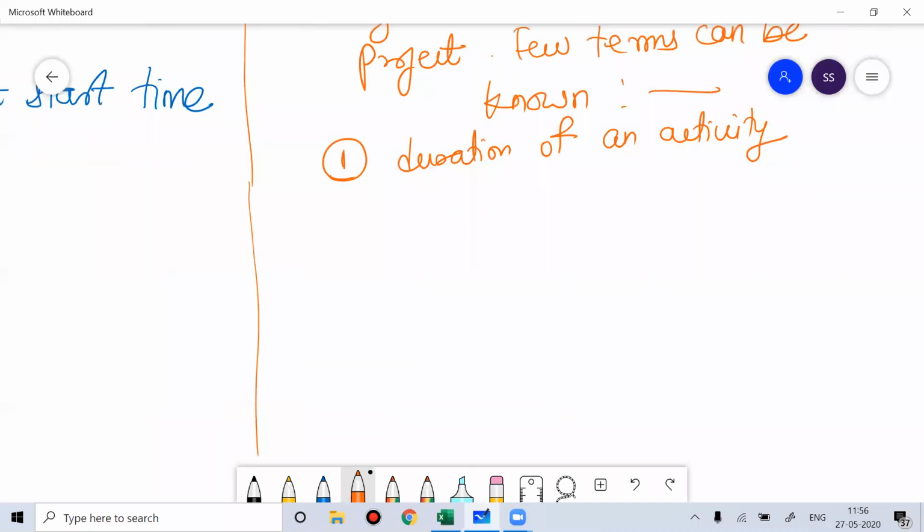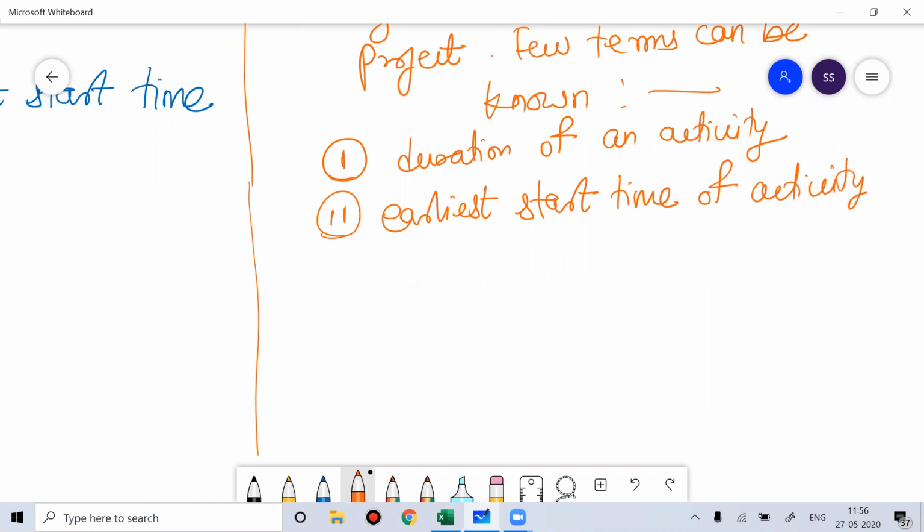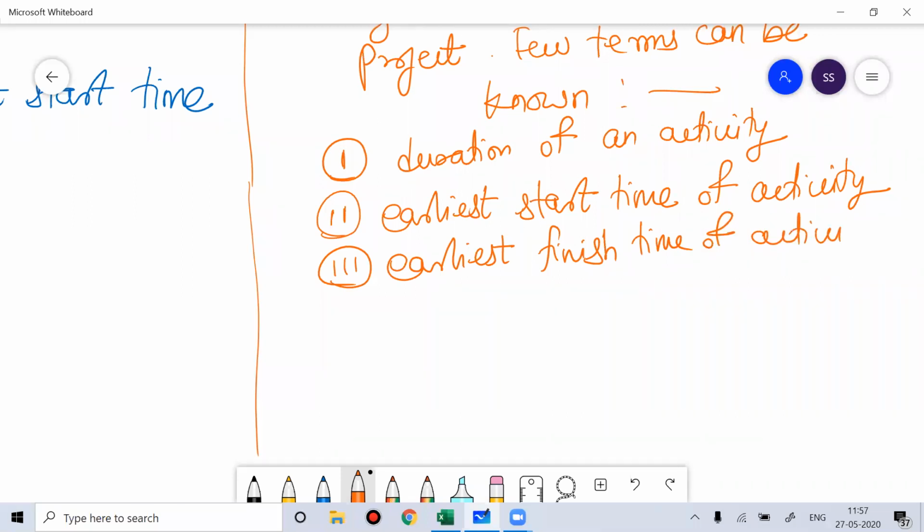Then the next thing you should know is the earliest start time of an activity. Earliest start time of the activity means how soon you can start the project. The next thing is the earliest finish time of the activity.